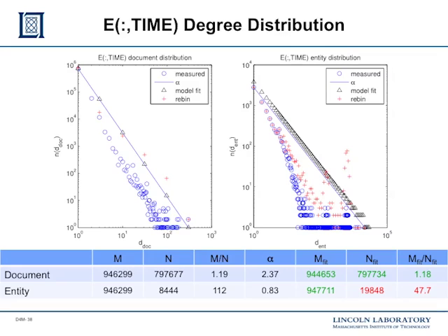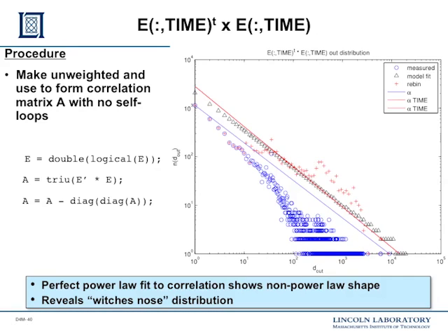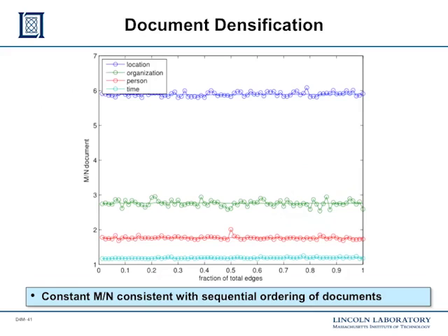We can look at our correlations as well. So let's just look at the person-person correlations. And again, this is the raw data, which looks very much like a power law. But when we go through our rebinning process, we see this kind of witch's nose effect really in the data. So this would tell you, to first order it's a power law, but you actually have this correlation taking place right here. So that's something that really seems to be taking place. You see the same thing when we do time. Again, we can look at document.